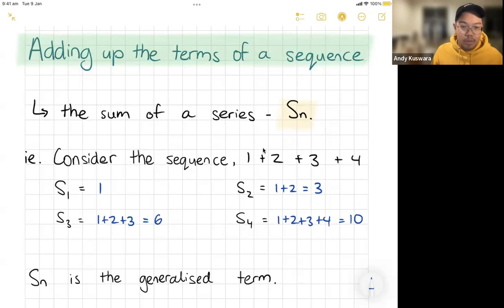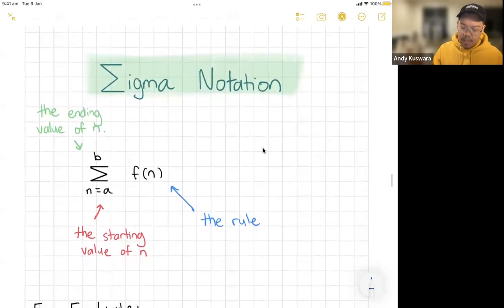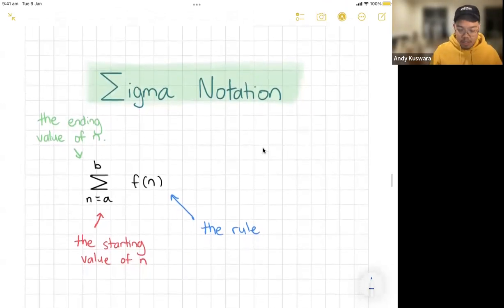And again, like all these ones here, we could just count, but for more difficult questions, you want a generalized term, which our SN will do. Now, there's one other thing that we need to talk about. It's this thing called sigma notation. I wrote it fancy because I'm fancy. But sigma notation is just a different way to write these things.